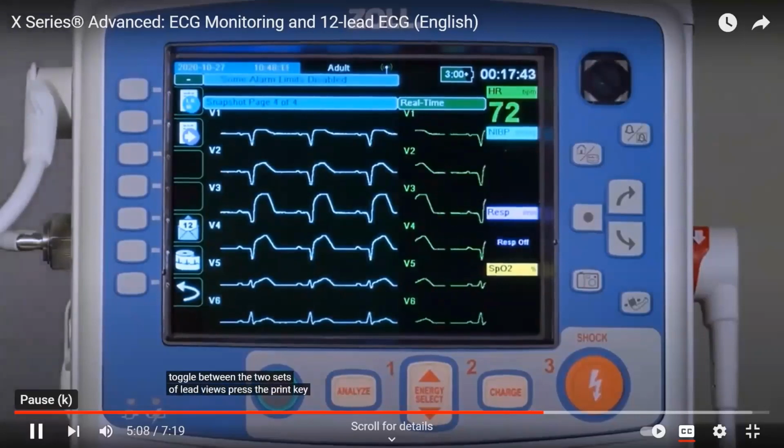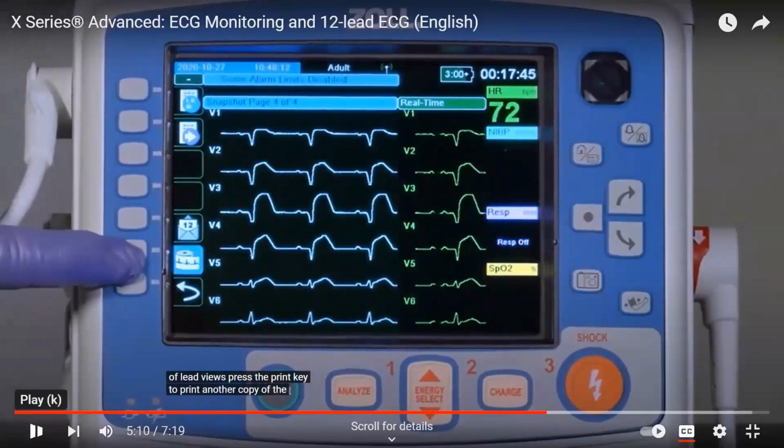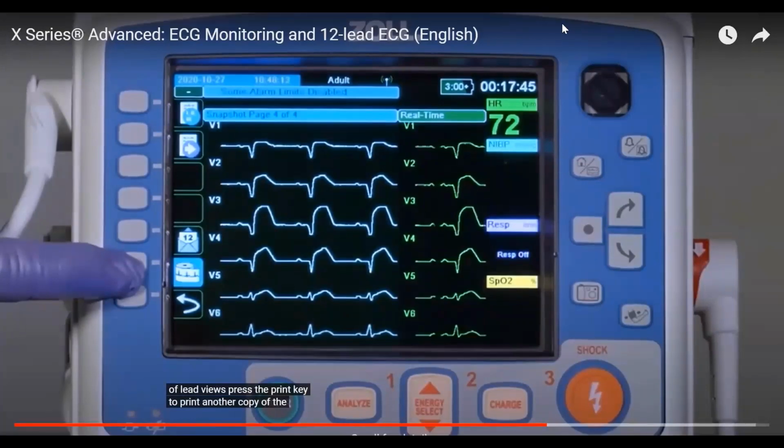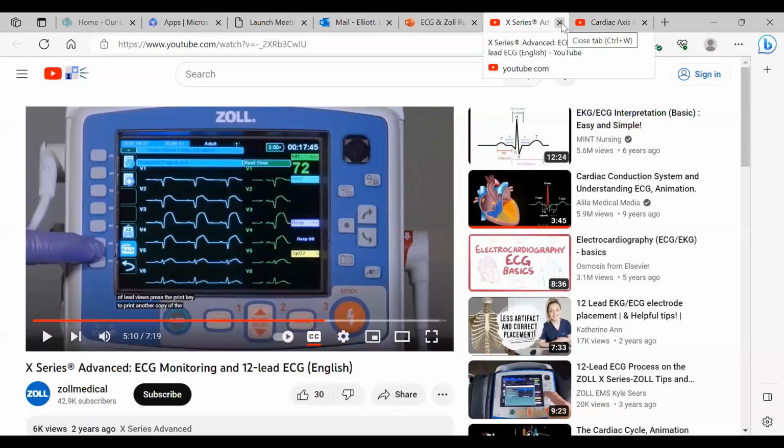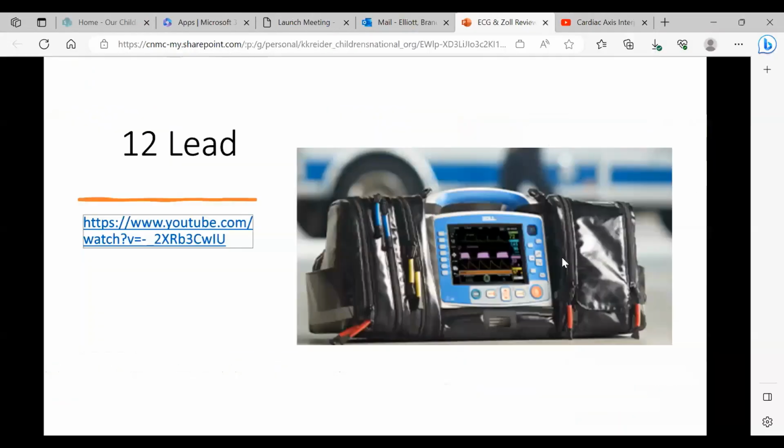Press the Print key to print another copy of the. Right, so that's all I wanted to really go over for that. It's just the acquiring of it. Finding the cables buried back in this pouch on the right side was a lot of fun. And then where you can find the data that is programmed relating to your EKG, because it'll print out the numbers.